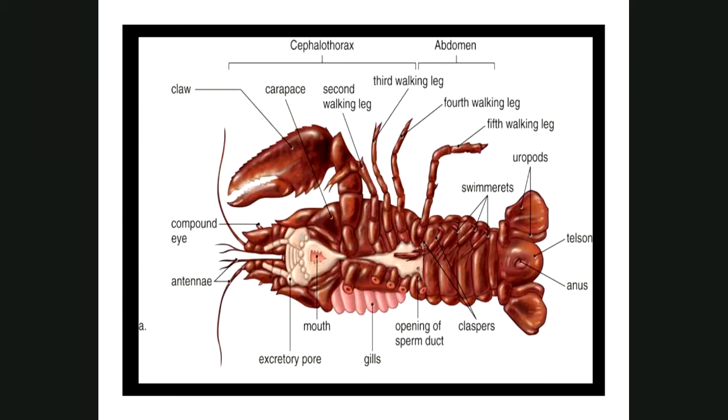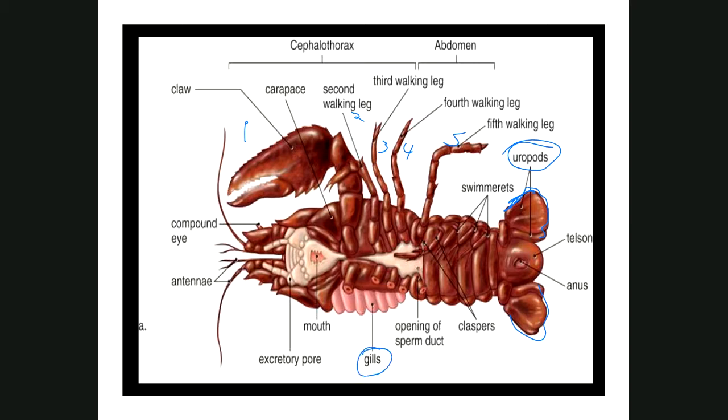So, walking legs. 1. The claw is considered one of them. This one here. 2, 3, 4, 5. These fin-like structures at the end of the tail, these are considered the uropods. They're there to aid in locomotion. Right, and we're going to take a look at the gills next.